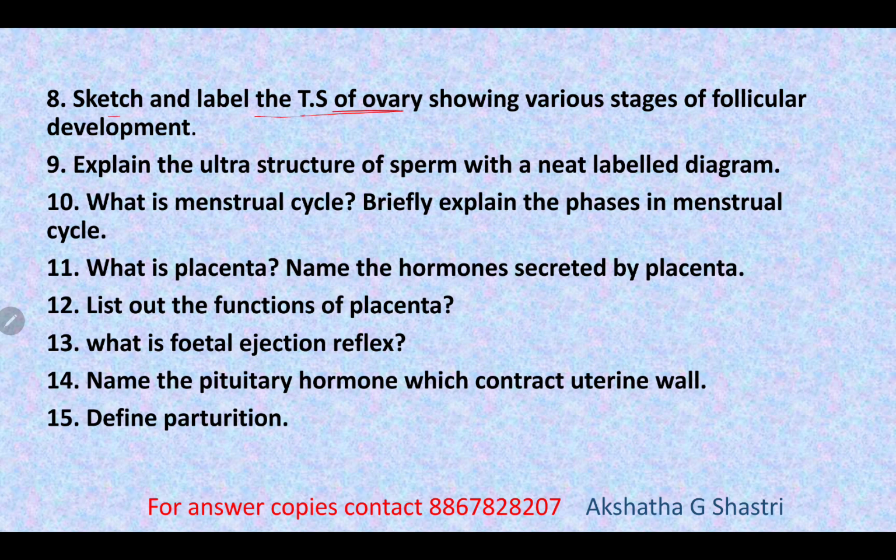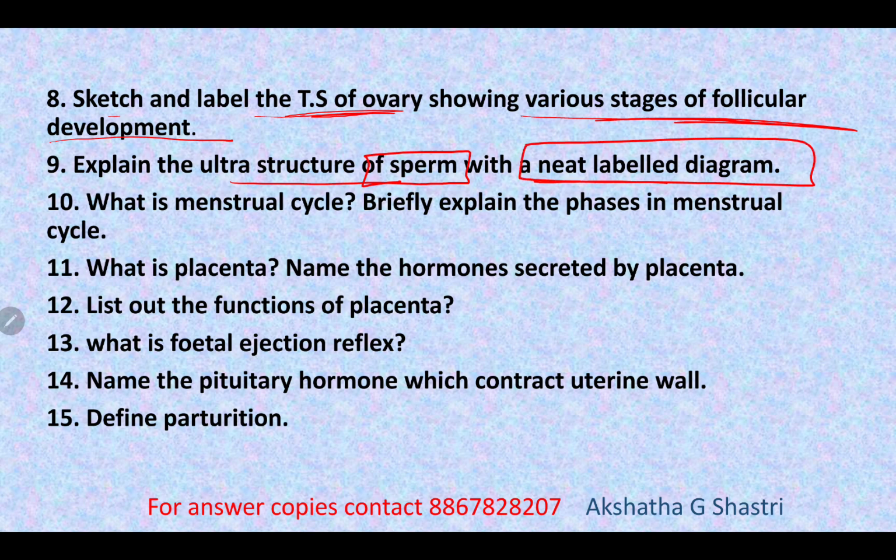Sketch and label the TS of ovaries showing various stages of follicular development. Next is explain the ultrastructure of sperm with a neat labeled diagram. And this is a 5 marker actually. What is menstrual cycle? Explain the phases in menstrual cycle.